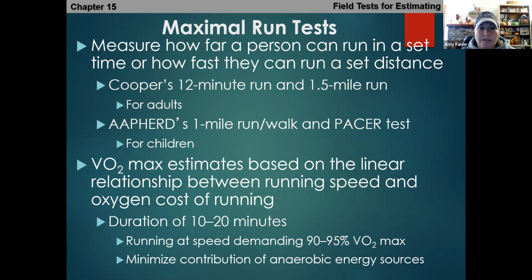How do they work? We talked about this. VO2 max estimates are based on that linear relationship between running speed and oxygen cost. So you should be able to measure how you're doing. They're going to take 10 to 20 minutes to do. And we are going to have to get you to a running speed that is 90 to 95% of your VO2 max. By doing it for that 10 to 20 minutes, we're going to get rid of the anaerobic capacity and really be able to focus on the aerobic.